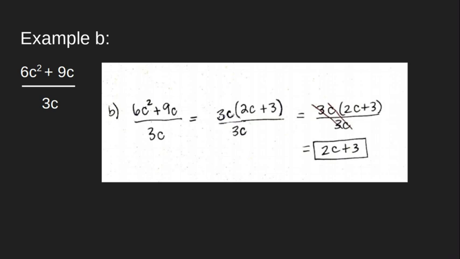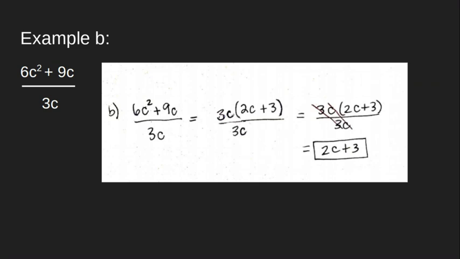In this example, you notice that the numerator is a binomial because there are two terms, and something that's common to those two terms is the 3 and a c. I can factor out a 3c. Here I'm just factoring out the greatest common factor. Double check it. 3c times 2c is 6c squared, and then 3c times 3 is 9c. So if I distribute the 3c back in, yep, my numerator checks out.